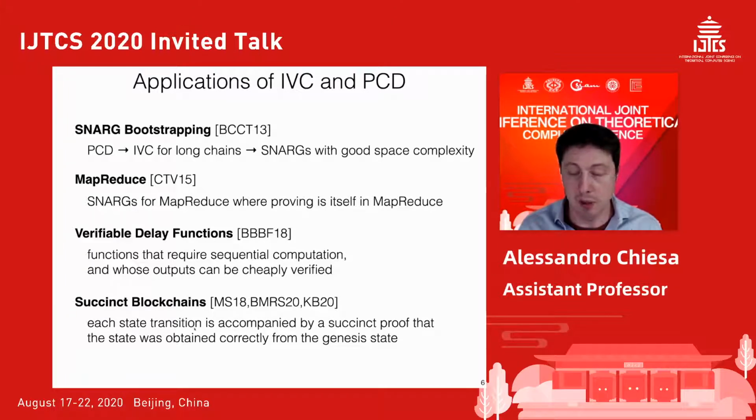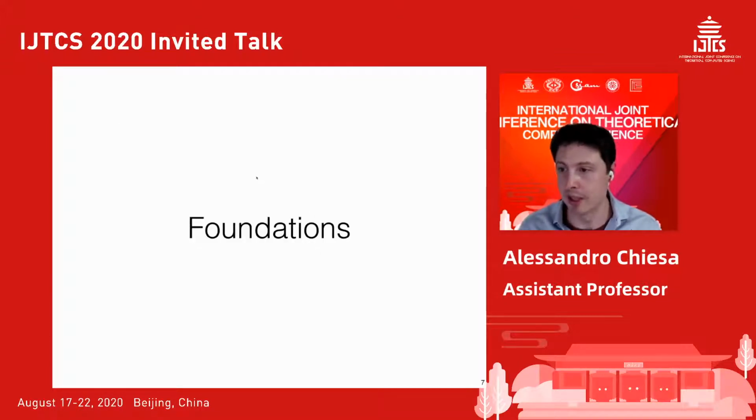These are blockchains where each state transition is accompanied with a succinct proof that the state was obtained correctly from the genesis state. This leads to ultra lightweight clients. So there's lots of applications to incrementally verifiable computation. So hopefully I've convinced you it is worth shooting for. Now I would like to discuss how do we construct incrementally verifiable computation schemes.